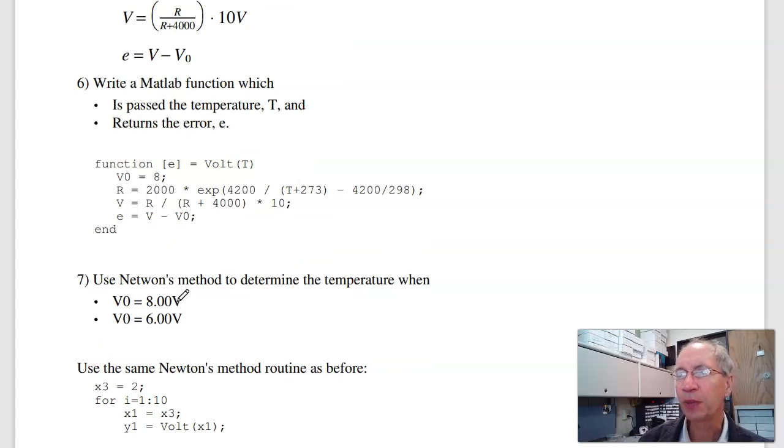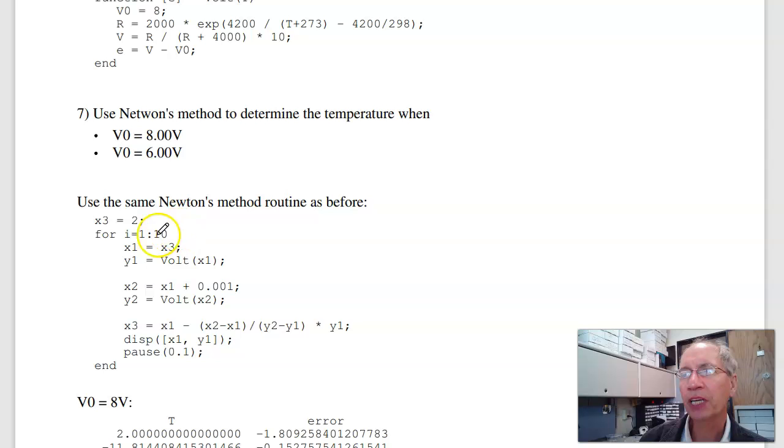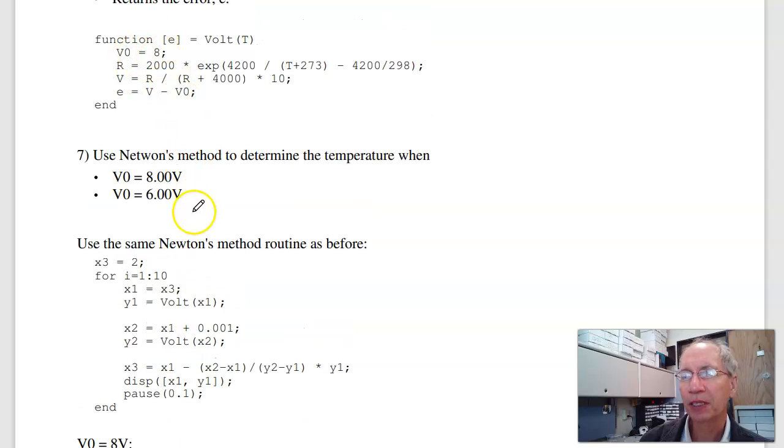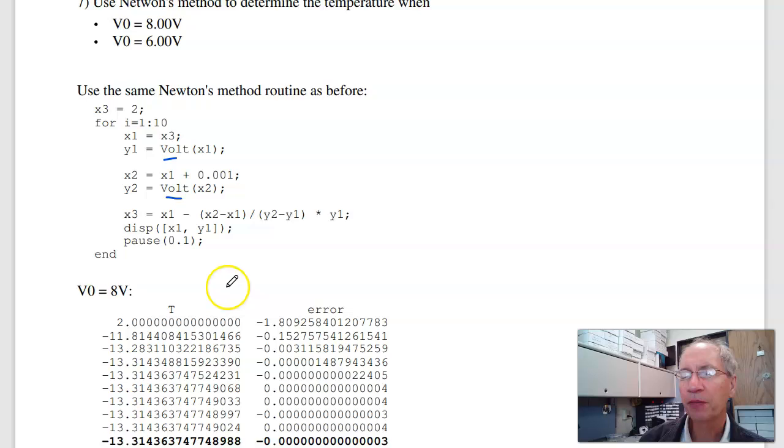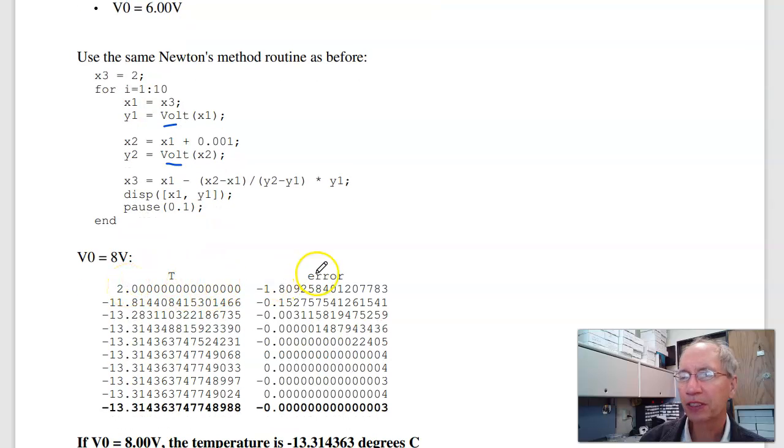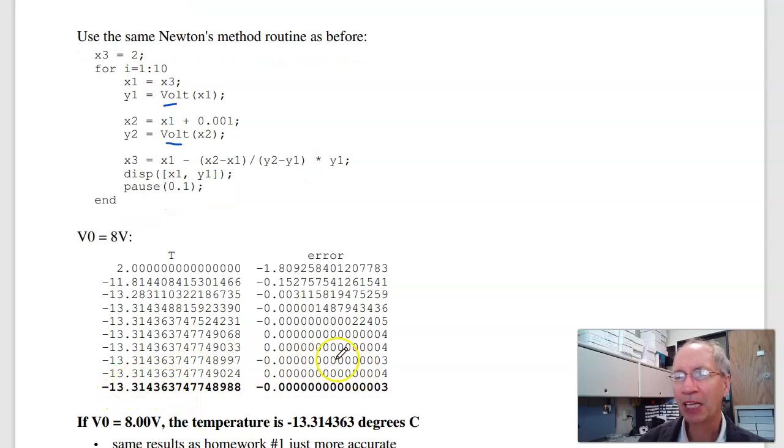Now I can use Newton's method. Its function equals 0. What temperature causes the error to be 0? So if I measure 8 volts, make that 8. Use Newton's method. So everything stays the same. I just change which routine I'm calling. If my first guess is 2 degrees Celsius, I'm off by 1.8 volts. Keep on iterating, and at minus 13.314363747748988 degrees Celsius, I'm at 8 volts. The error is 0.